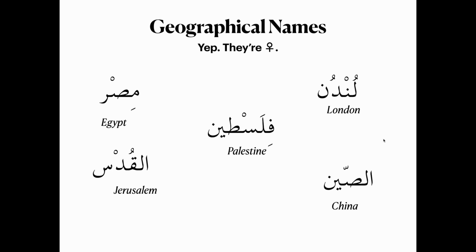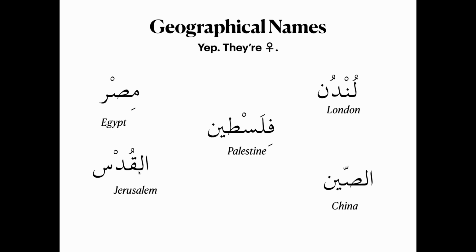or anything. On the screen we have London, as seen, China. And remember, if you look at this little doubling diacritic right here, it's not el seen, it's as seen, right? We have this definite article, and this lam in el is assimilated with seen. As seen. And we have Filastin, Palestine, Misr, Egypt, and Al-Quds, Jerusalem, right? All of these are going to be feminine. These are place names, they refer to places, so these are going to be in the feminine.